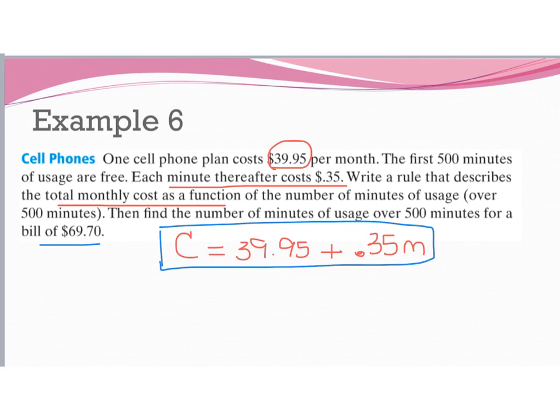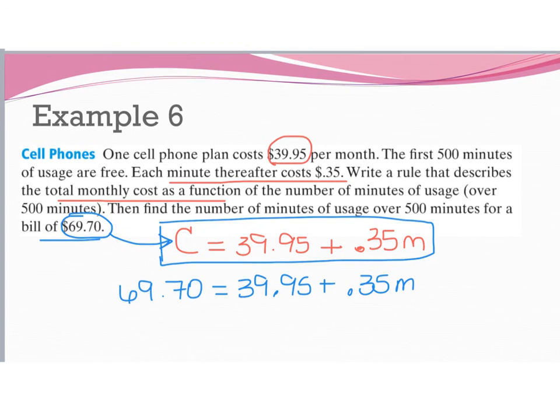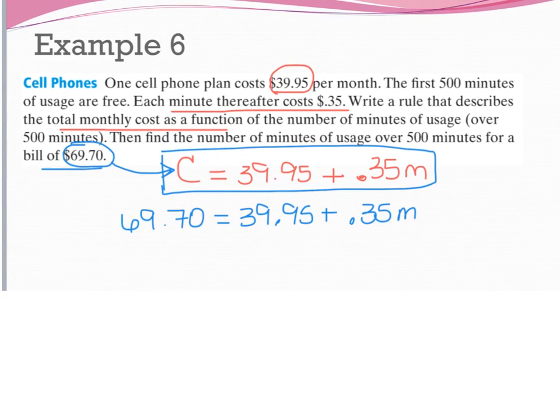However, if I want to know how many minutes I talk over 500 minutes and I'm given a specific dollar amount, I'm going to plug in my cost. So I know that my cost was $69.70, and that's going to equal my monthly bill of $39.95 plus 0.35m, or 35 cents per minute. So now what I've got to do is solve for m to see how many minutes over 500 that we talked. So I'm going to do that by getting rid of the $39.95.